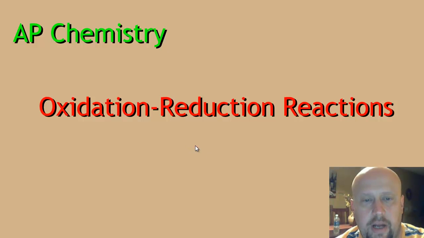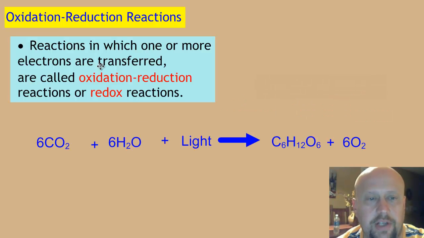Alright guys, let's talk tonight about oxidation reduction reactions. These are also called redox reactions, and you probably hear me calling them that a lot. Technically, they're a type of reaction in which two different things are going on. One thing is being oxidized and one thing is being reduced. What that actually means for us is that electrons are being transferred from one place to another.